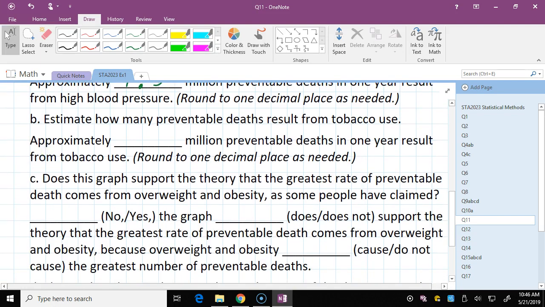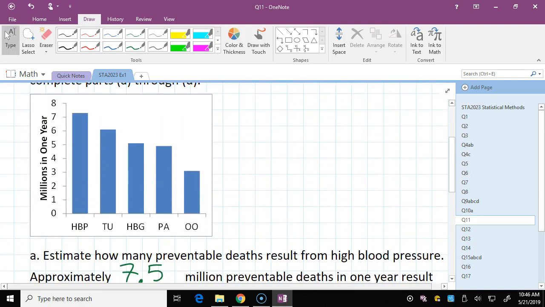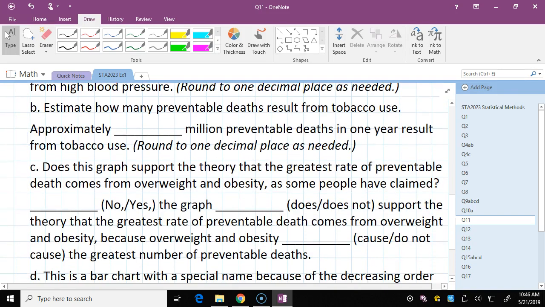Okay, so the next one says, estimate the amount of deaths from tobacco use. Looks like 6, right? So, and again, it says round to the 1 decimal place, so you'd actually put 6.0. Okay?